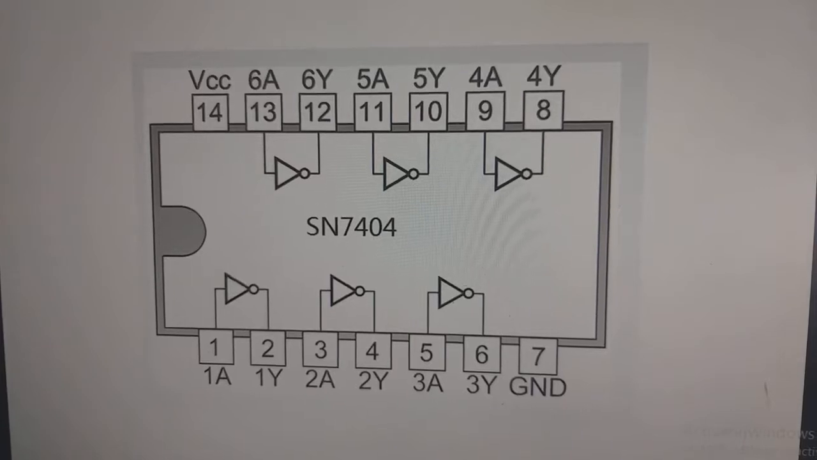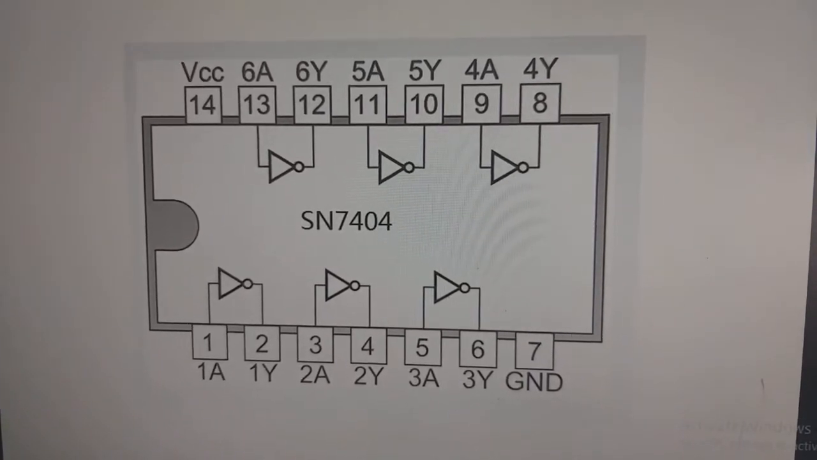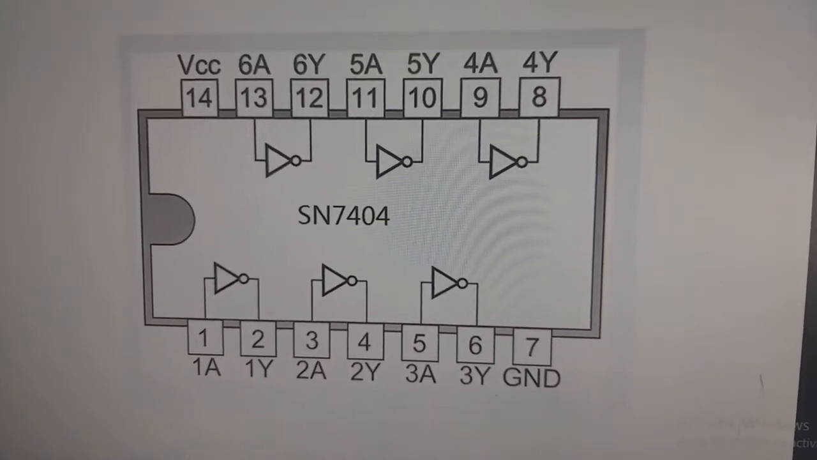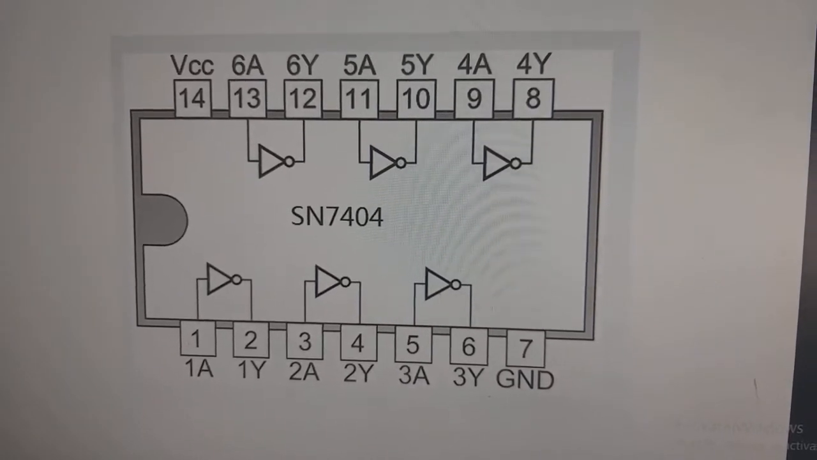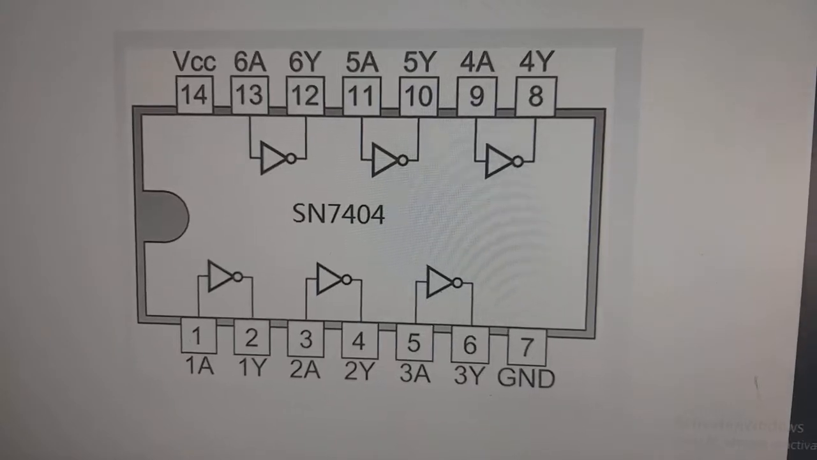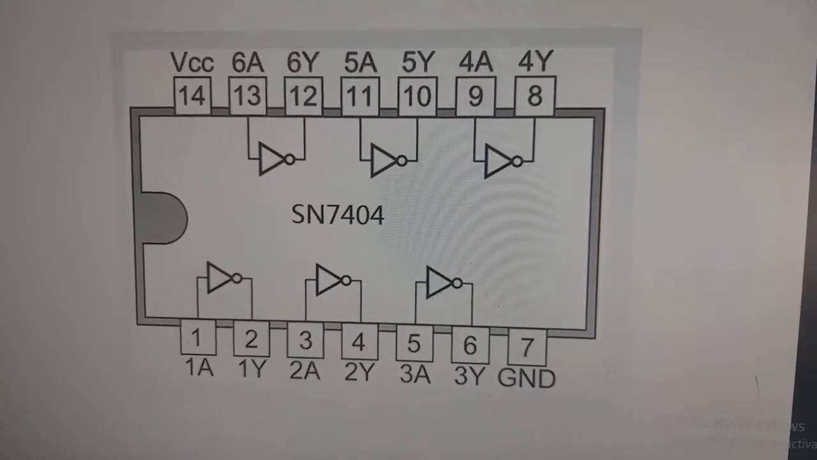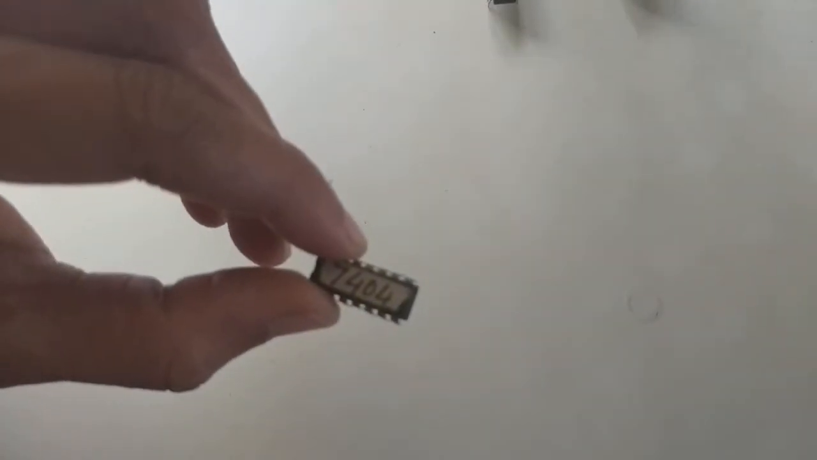VCC is plus 5 volts which you are supposed to connect, and 7 is ground. For every input and output there will be a pin label as given: 1A is input, 1Y is output, 2A is input, 2Y is output, 3A is input, 3Y is output, similarly the others. So that was the pin diagram.